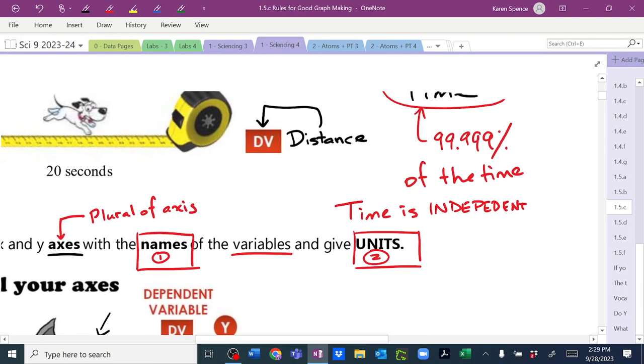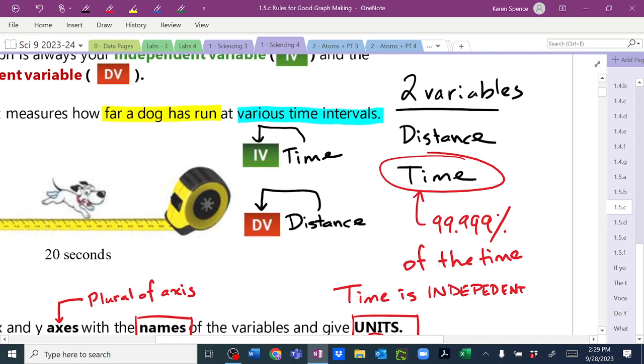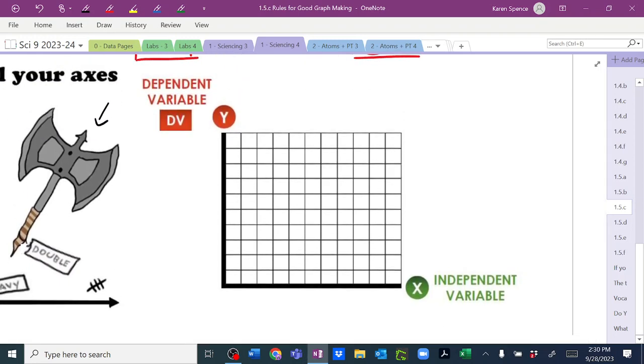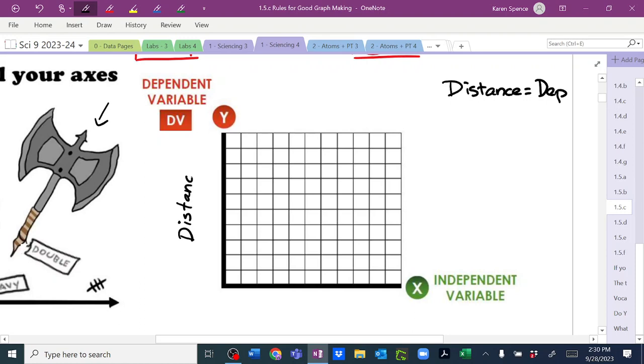So, looking at our little dog experiment, we know that distance is the dependent variable here. So where should I put distance? Distance is the dependent variable. Do I put it on the x-axis or the y-axis? Y-axis. And if you don't have room to write it horizontally, you can write it vertically. I'm going to do that because I don't have that much room up here. So I'm going to write distance. Am I finished? No. What else do I need to write?